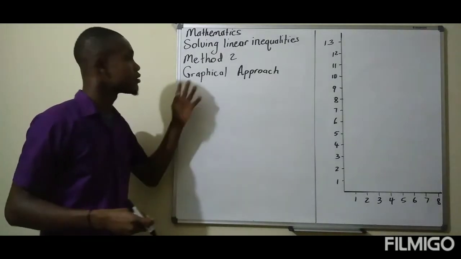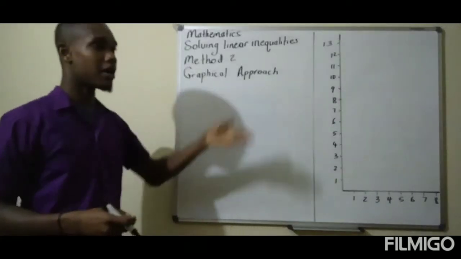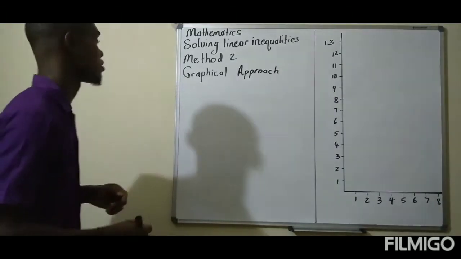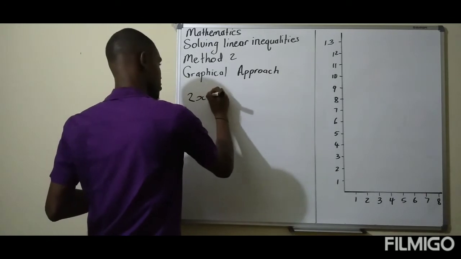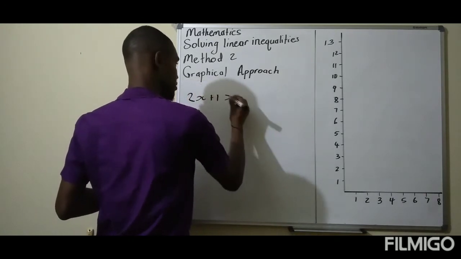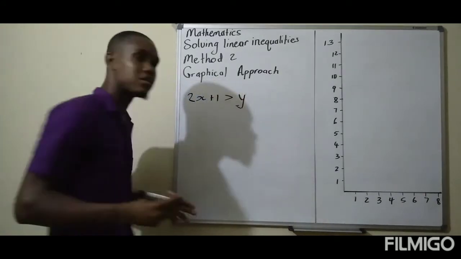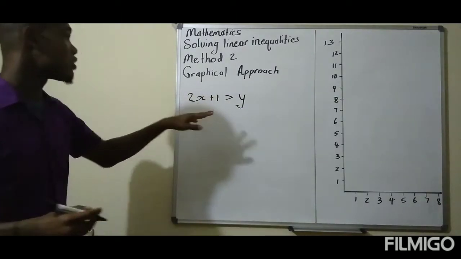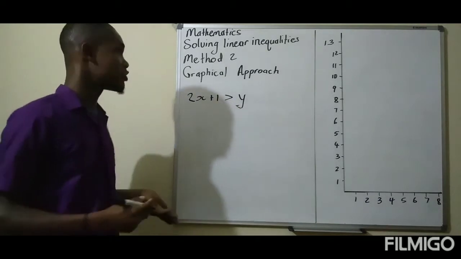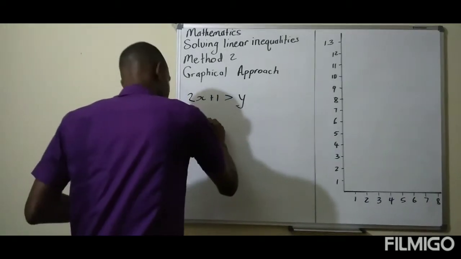So as I promised, this is method 2, which is the graphical approach to solving linear inequalities. Say you're given a question, 2x plus 1 is greater than y. This means that you recognize that there are two variables. Because it's two variables, you can't just use the first method to solve it. You have to use the graphical method.